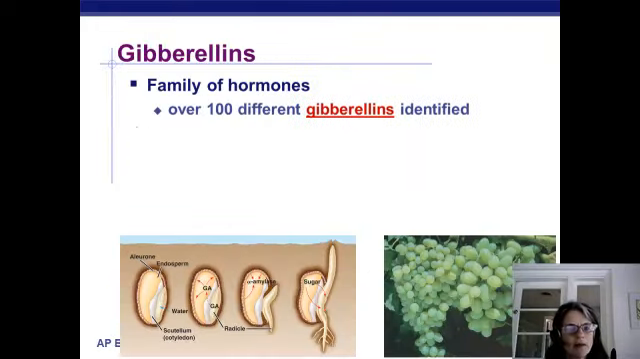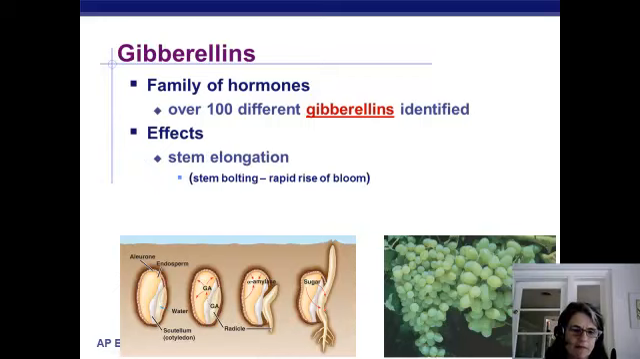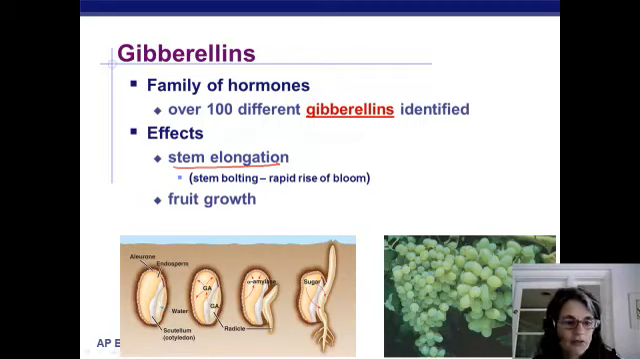All right. Gibberellins, there's bunches of them. Their effects are mainly to make stems long, like for example when you see a dandelion apparently arise overnight. Gibberellins cause that flower stem to grow very rapidly, so the bloom gets up and exposed to the pollinators, whatever they may be, very quickly. It also causes fruit to grow.